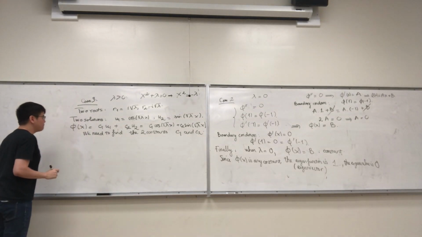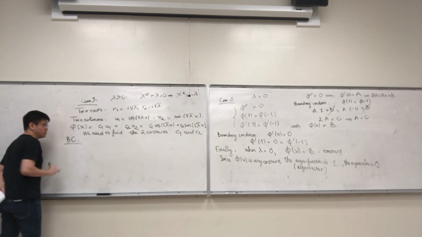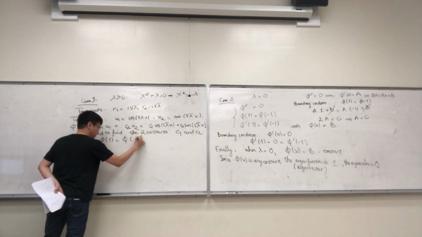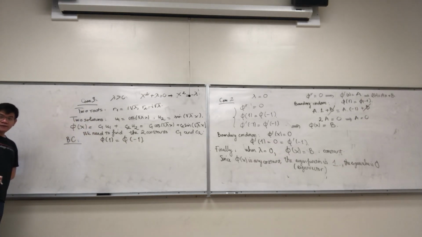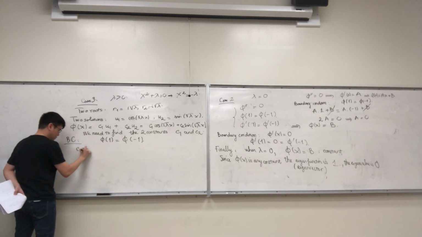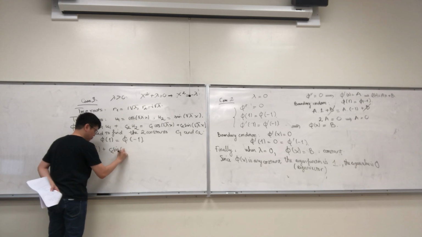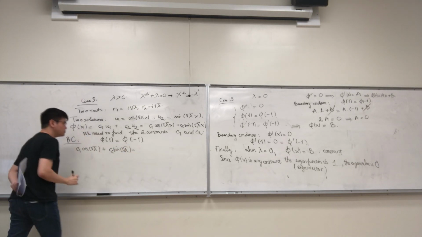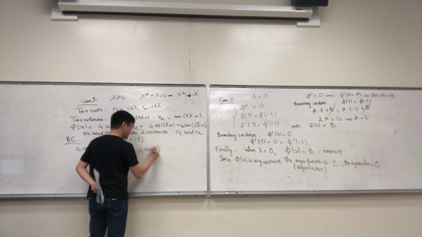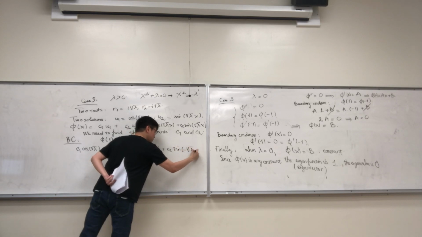All right. So now, boundary condition. You have phi(1) is equal to phi(-1). So I'm going to replace 1 here. I have C1 cosinus of square root of lambda plus C2 sinus of square root of lambda is equal to C1 cosinus of minus square root of lambda plus C2 sinus of minus square root of lambda.